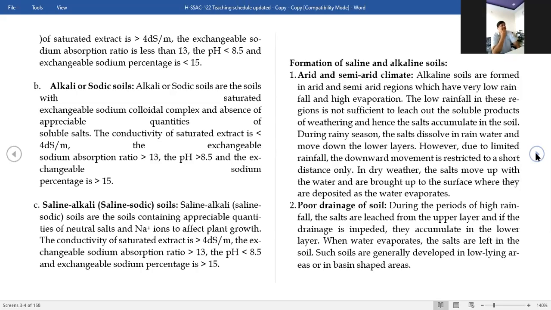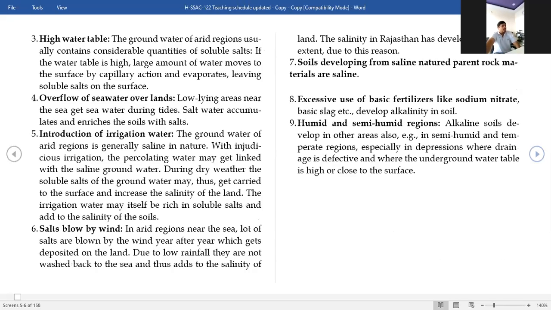After the characteristics of soil, we want to study the formation of saline alkali soil, what factors contribute to the formation of these soils: particularly arid and semi-arid climate, poor draining capacity of soil, high water table, overflow of seawater over lands, introduction of irrigation water, salts blown by wind, soil developing from natural materials which are saline, and excessive use of basic fertilizer like sodium nitrate, which contributes to alkalinity in soil, and humid and semi-arid regions. These are certain factors which contribute to formation of saline and alkaline soil.